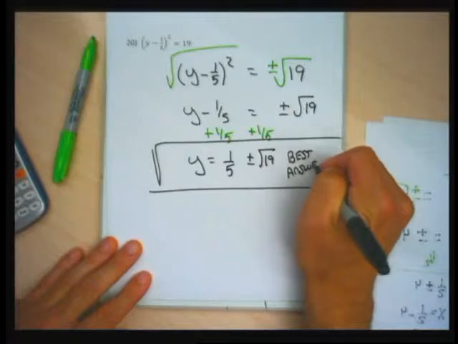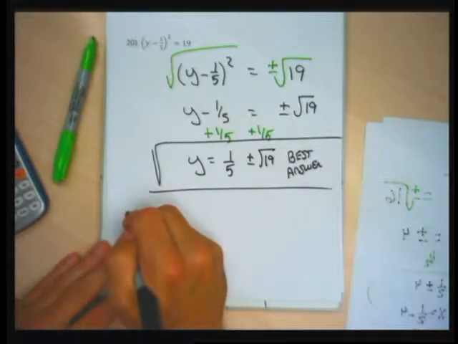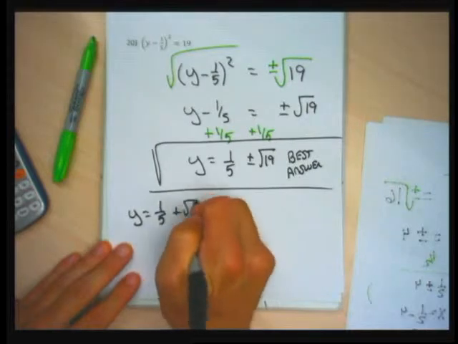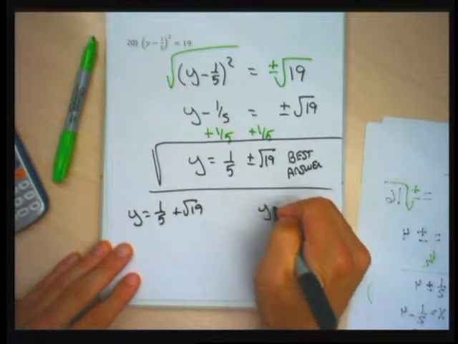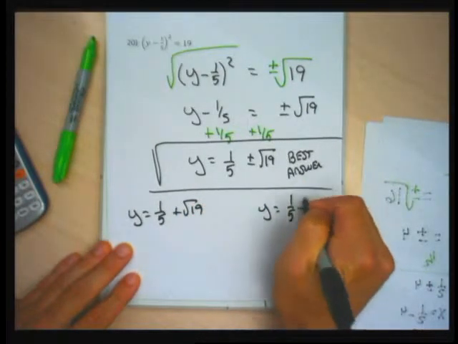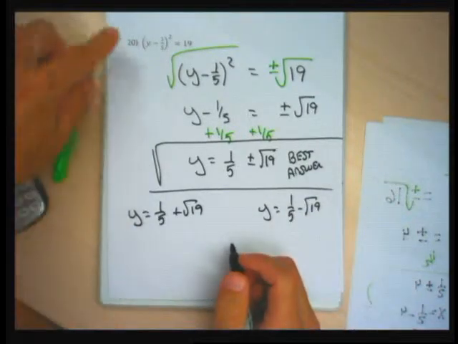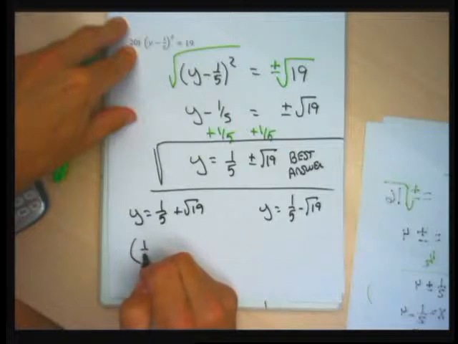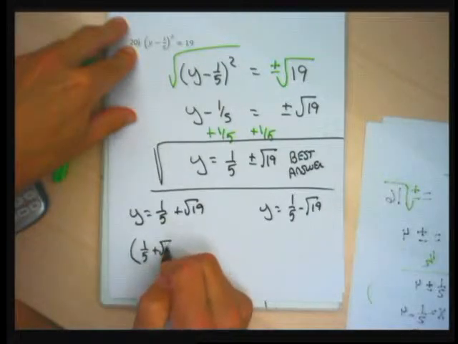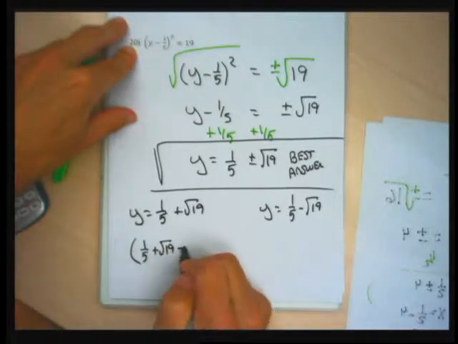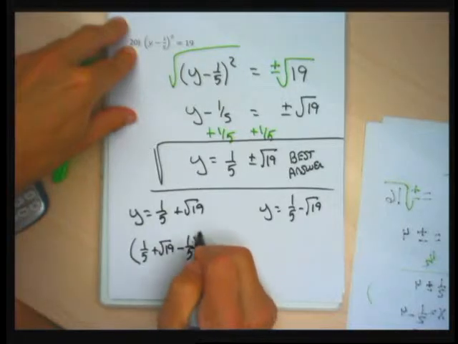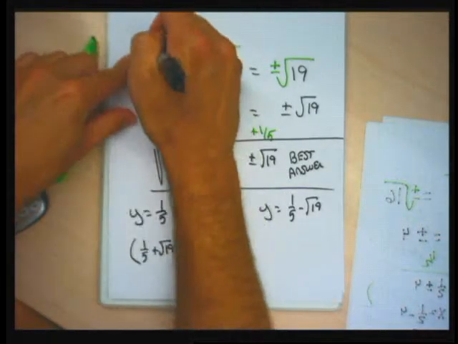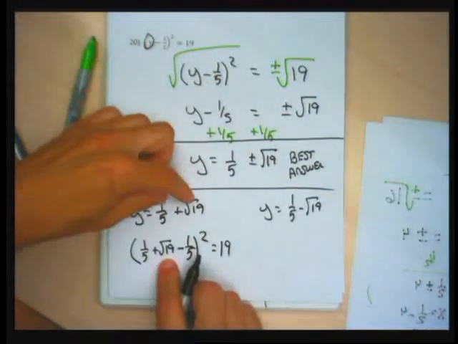But when I check, I need to show the individual answers. So y equals 1/5 plus the square root of 19, and y equals 1/5 minus the square root of 19 is what I'm going to check. I'm going to go to the original problem and do 1/5 plus the square root of 19 minus 1/5 squared, and see if that equals 19. That's just changing this y to that answer.